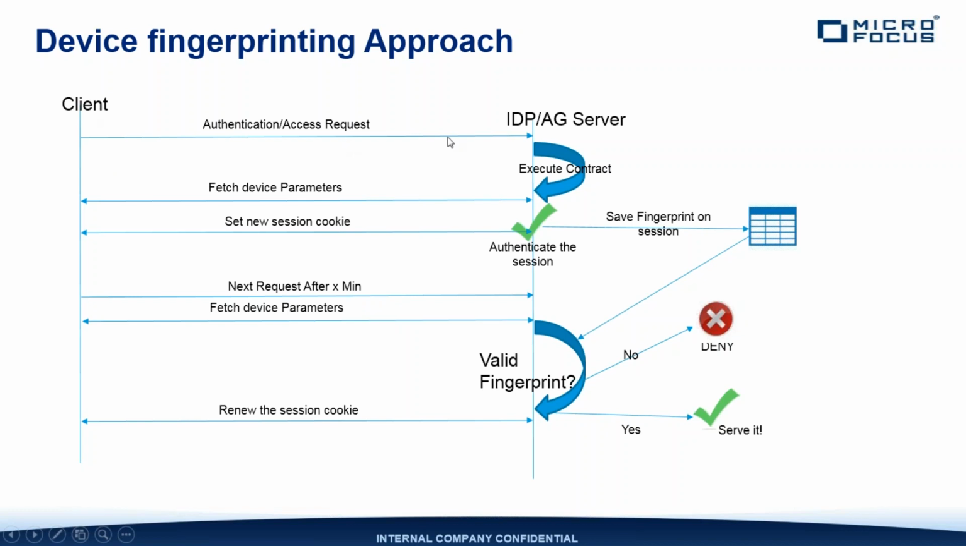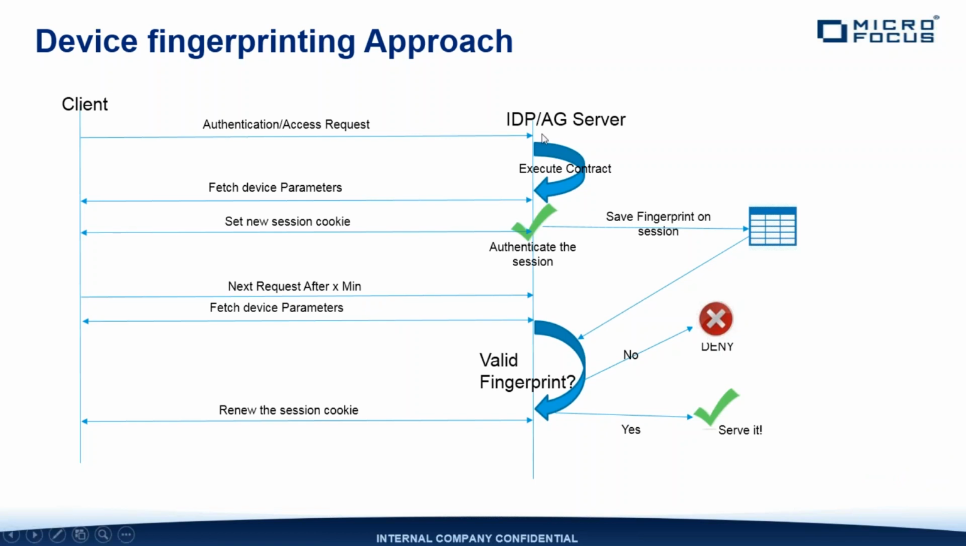So the client could be accessing an identity provider or an access gateway. He would either be authenticating or trying to access some resources. The first time he accesses, we will execute a contract wherein he provides his credentials as well as strong authentication, including any two-factor authentication.